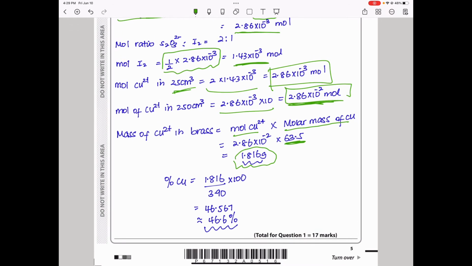Again, to find the percentage of copper, is going to be the mass of copper divided by the mass of the whole thing times 100, which gives us 46.6% as the answer to this part. So this brings us to the end of question one. Let's go to the next part.